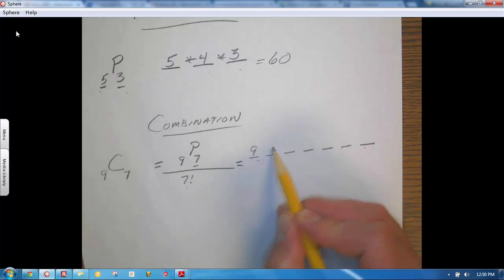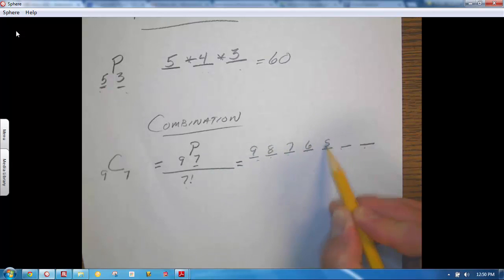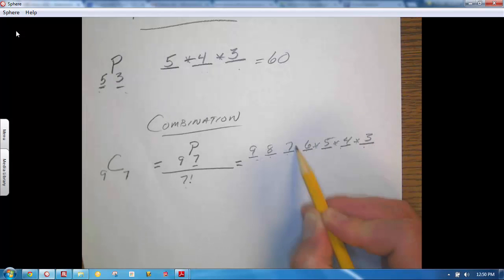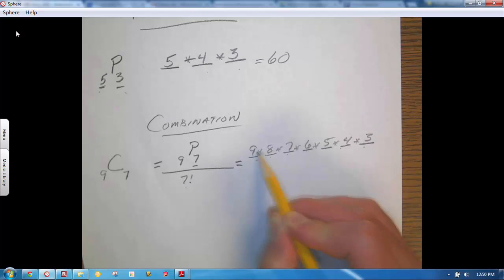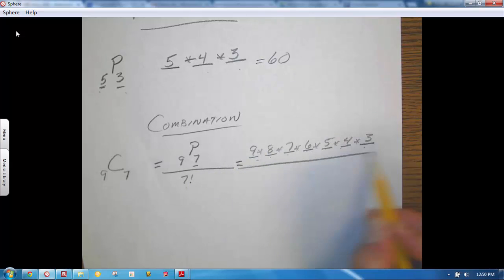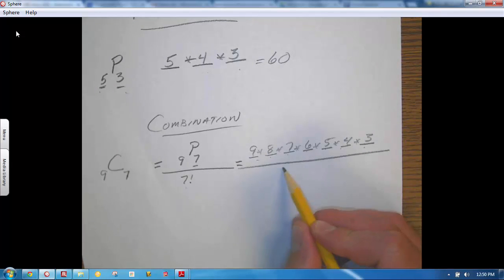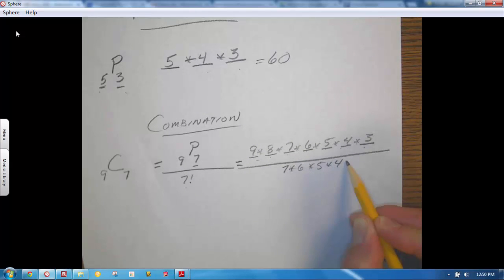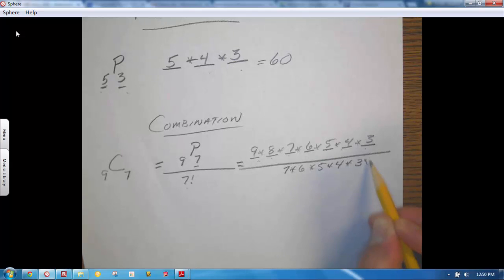Starting at 9 and working our way down all the way to 3. And then on the bottom we have a 7 factorial. So it's 7 times 6, 5, 4, 3, 2, and 1.